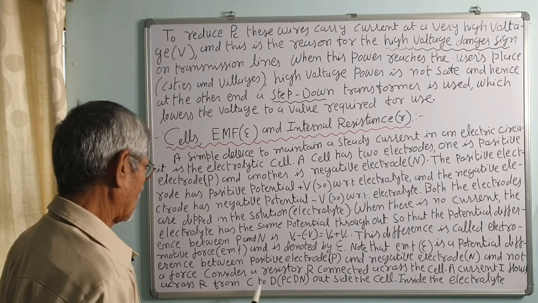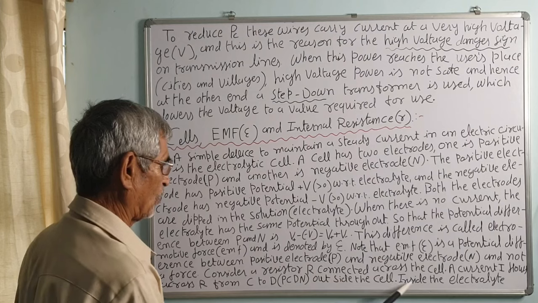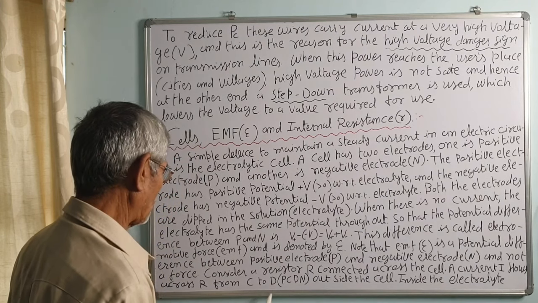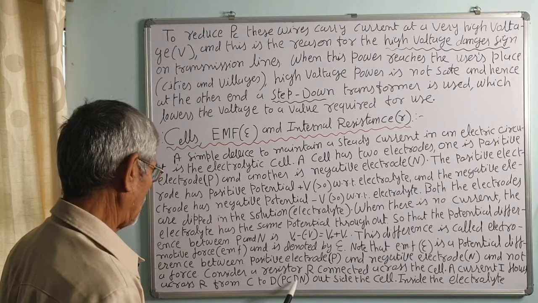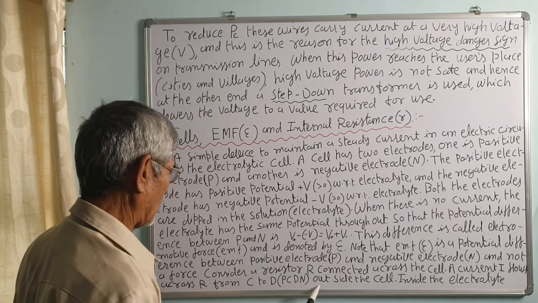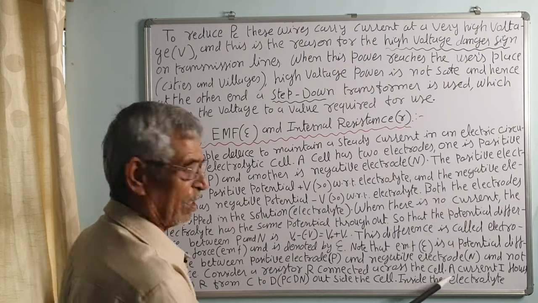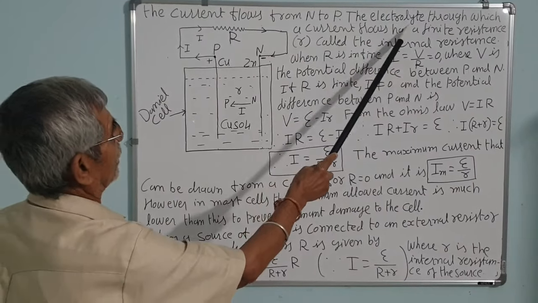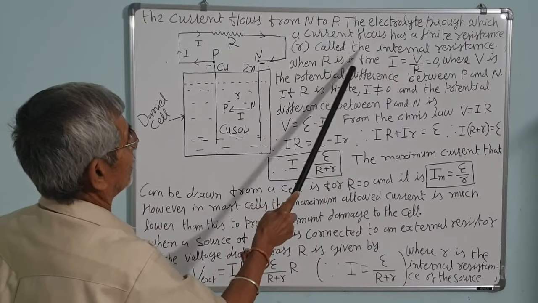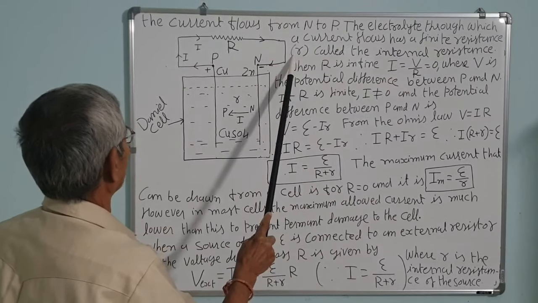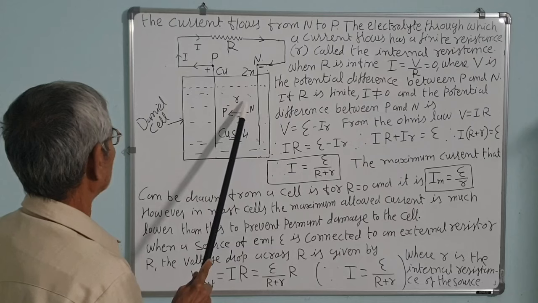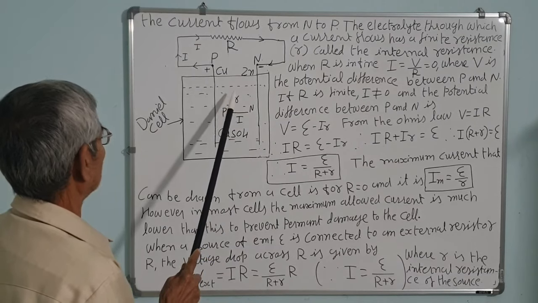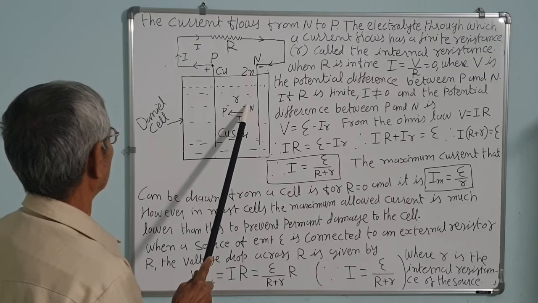Consider a resistor R connected across the cell. A current I flows across the R from C to D, that is via P, C, D, N in the outer circuit outside the cell. Inside the electrolyte, the current flows from N to P. The electrolyte through which a current flows has a finite resistance r. The electrolyte has a resistance because charges are flowing.